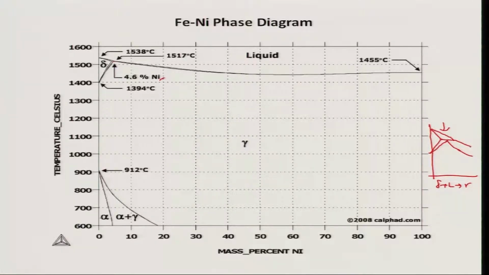Alpha is stable only over a small composition range, as you see here, between 1 to 4% at 600 degrees Celsius temperature. Otherwise, gamma is getting stabilized because of nickel addition. So that is for the iron and nickel phase diagram.